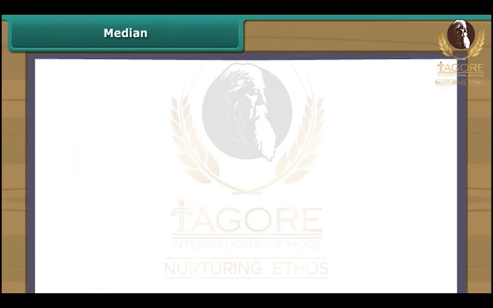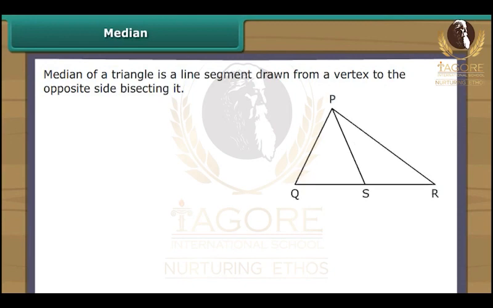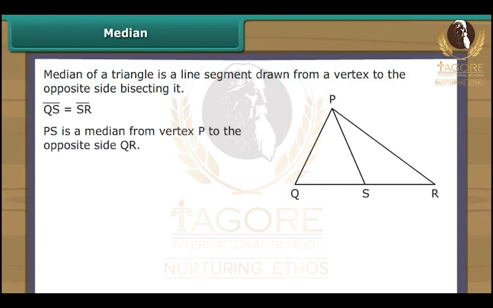Median. Median of a triangle is a line segment drawn from a vertex to the opposite side, bisecting it. In the figure, line segment PS is drawn from the vertex P to the opposite side QR. It divides QR into two equal halves. Therefore, PS is a median from vertex P to the opposite side QR. A triangle has three medians, one from each vertex.